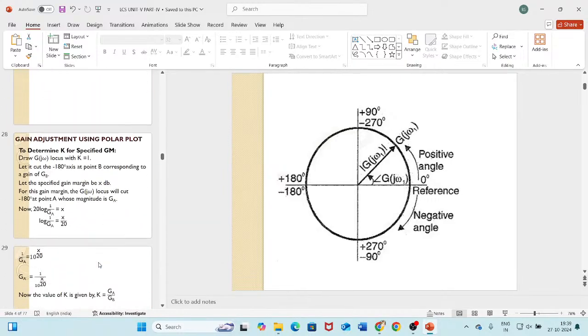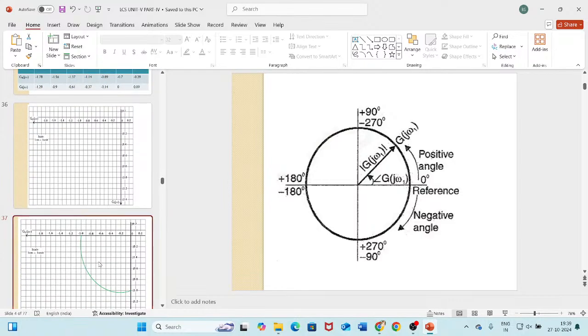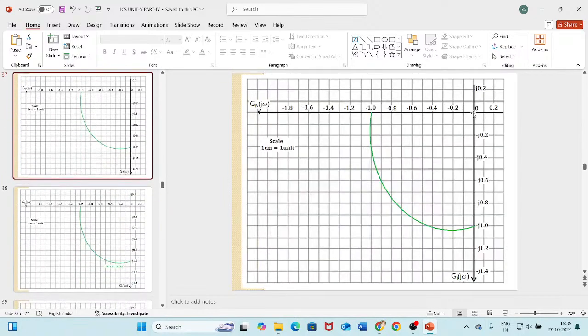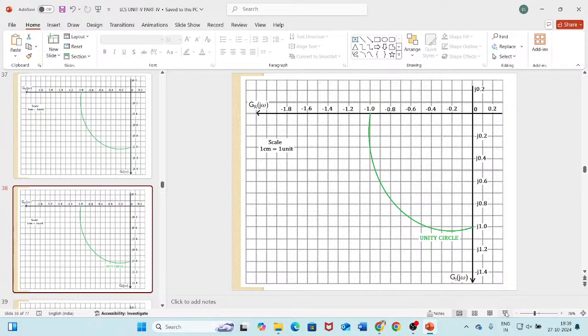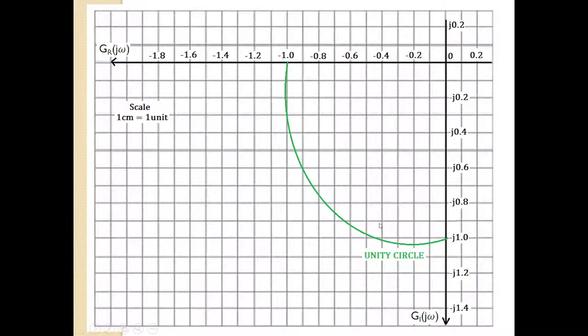So take a compass, keep your pin at the origin and take the length up to 1. From 1 to 1, join with the compass. This is our unity circle. This is known as the unity circle. If you complete, inform.